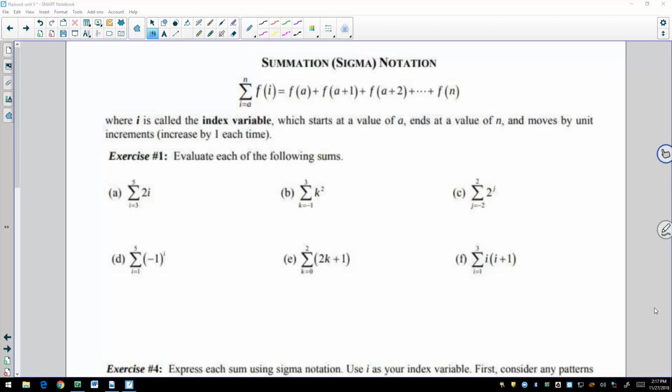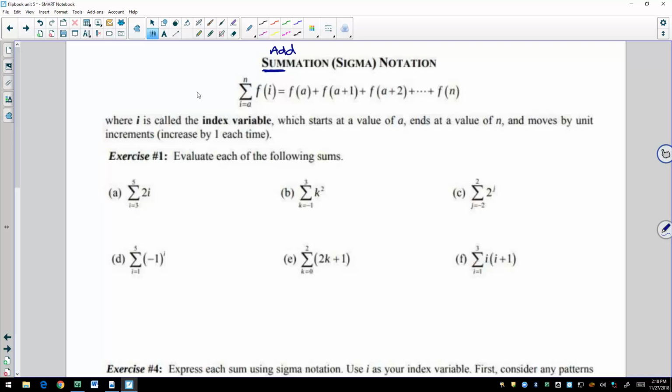This video is on lessons 3 and 4 from Unit 5. So lesson 3 is on summation notation. You should realize that summation, if you look at the first three letters, sum means add. So you're going to be adding a bunch of numbers up to get your final answer.